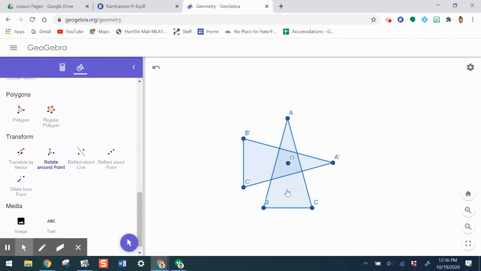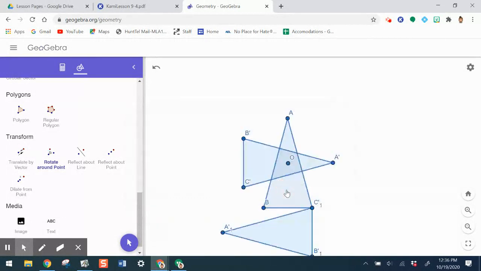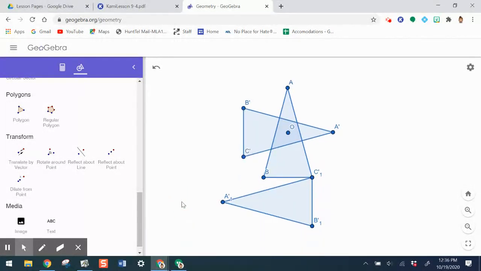Then the next directions tell us to rotate around point C, I believe a positive 90 degrees. That's, in fact, a counterclockwise rotation. So we're going to do another rotation around a point. I'm going to select my object, select my center of rotation, and then do a positive 90 degrees, which is 90 degrees counterclockwise. And we see what happens there. Now they've labeled it as C prime 1, A prime 1, B prime 1. More often than not, we'll see that written as A prime prime, B prime prime, C prime prime.